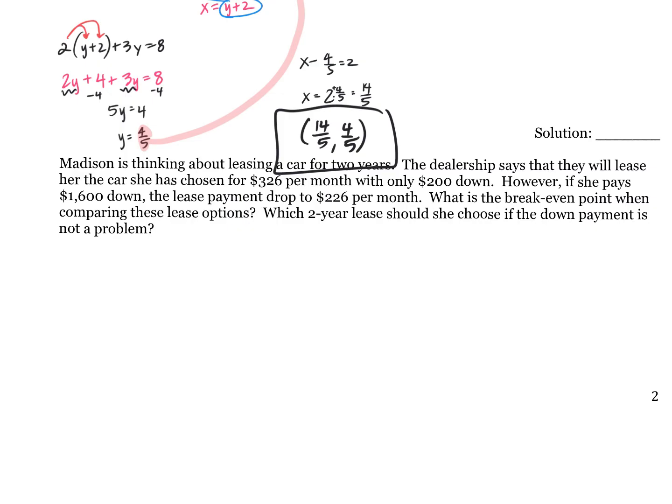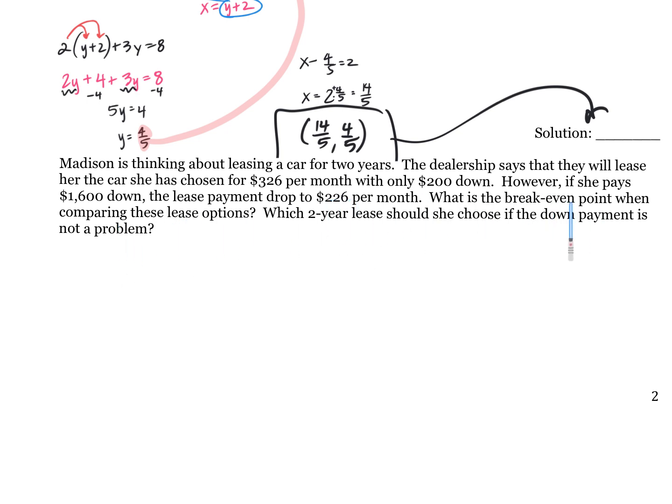Last question. This is a lot of words, but this is actually very real world. It says Madison's leasing a car for 2 years. The dealership says they will lease her the car she has chosen for $326 a month by only putting $200 down. You walk away, and then every month you owe $326. However, if she puts $1,600 down, her lease payment is only $226 a month. Saves $100 a month.